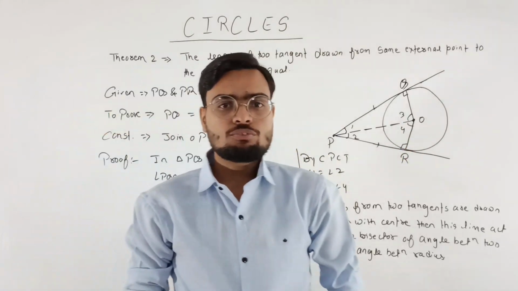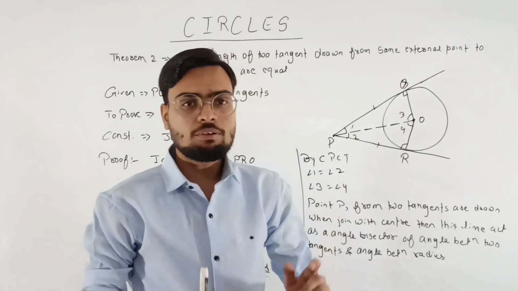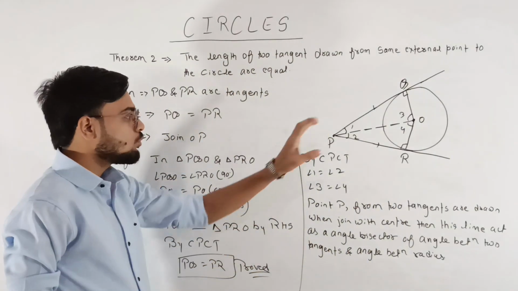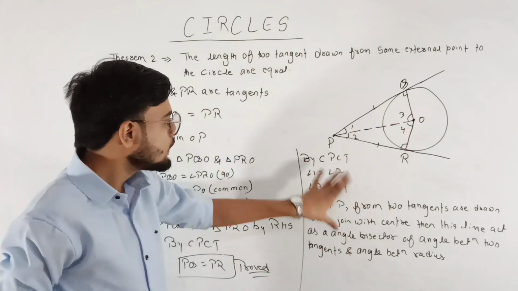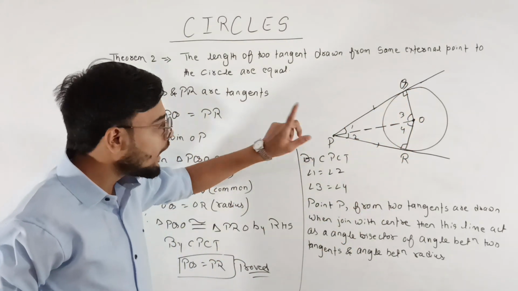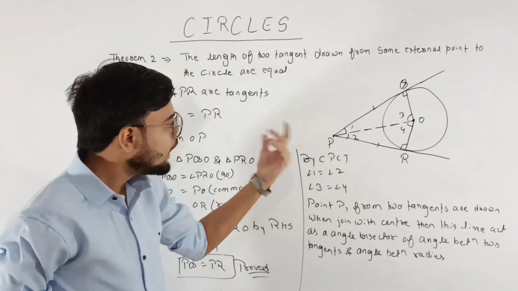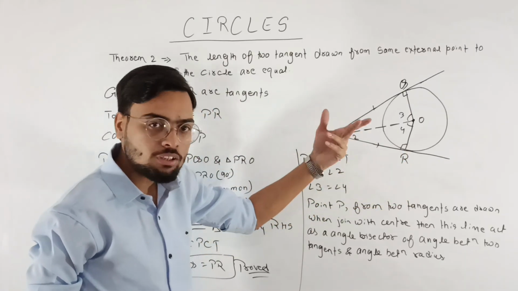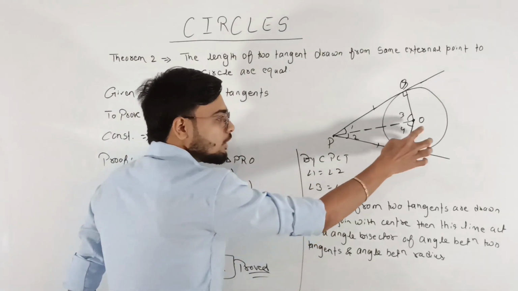Let's see one more time. This theorem says that from an external point, when two tangents are drawn, then these two tangents are equal. So we have to prove that two tangents from an external point are equal. So look, this is my circle with center O, and this is external point P. From point P, I draw two tangents, PQ and PR. Then we have to prove that PQ is equal to PR. So for this, first I do one construction. What is this construction? I join P and O.